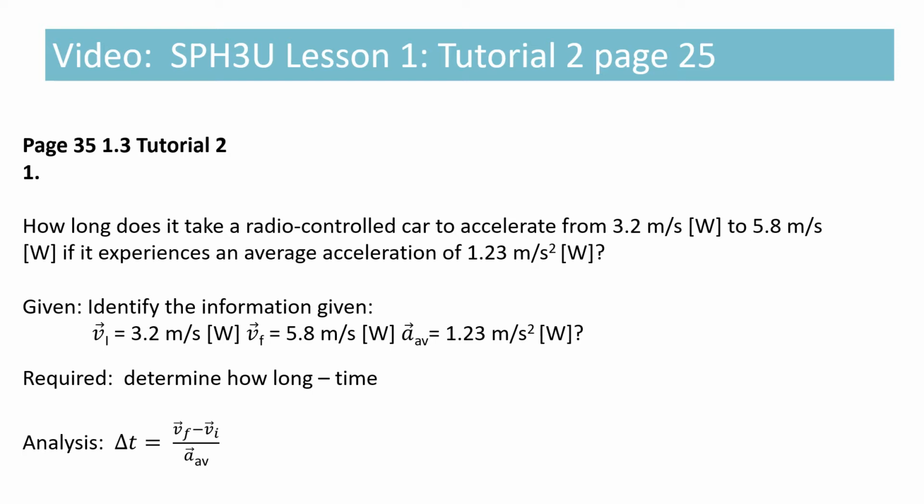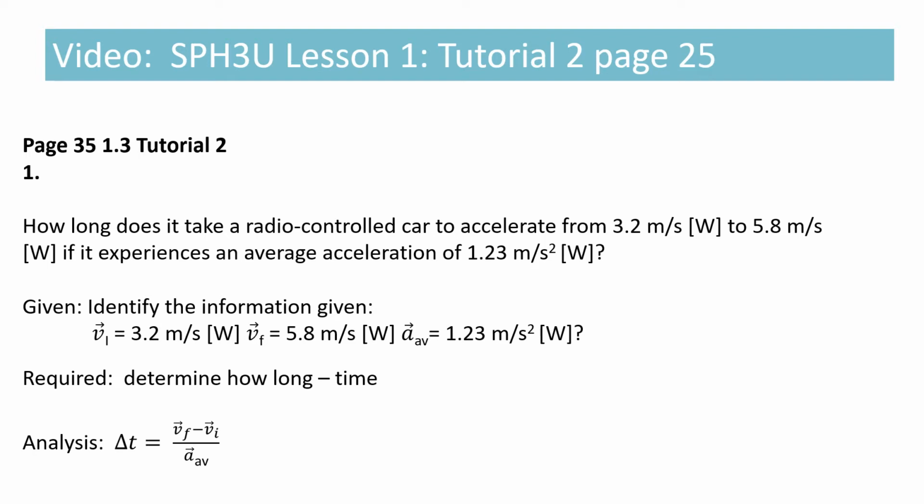First of all, identify the information given. The initial velocity is 3.2 meters per second west. Final velocity, 5.8 meters per second west. Average acceleration, 1.23 meters per second squared west. What is required? How long, which is time.